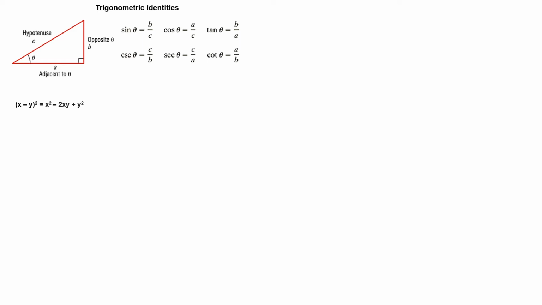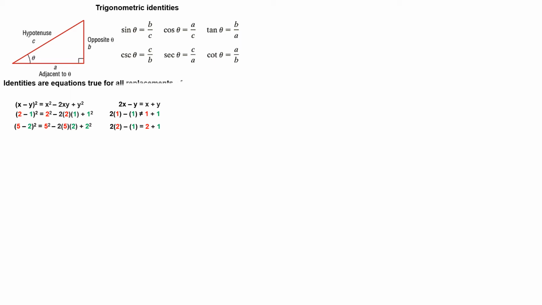Before continuing, it's important that you understand the difference between an identity and an equation. Look at the first expression. It's an identity because for any values of x and y, it's always true. Look at this other expression. It's an equation because it's true for certain values of x and y. An expression is an identity if it's true for all values of variables. And an expression is an equation if it's true for some values of the variables which need to be found. Identities are equations true for all replacements of the variable for which they are defined. In short, you can think of an identity as an equation that is always true.